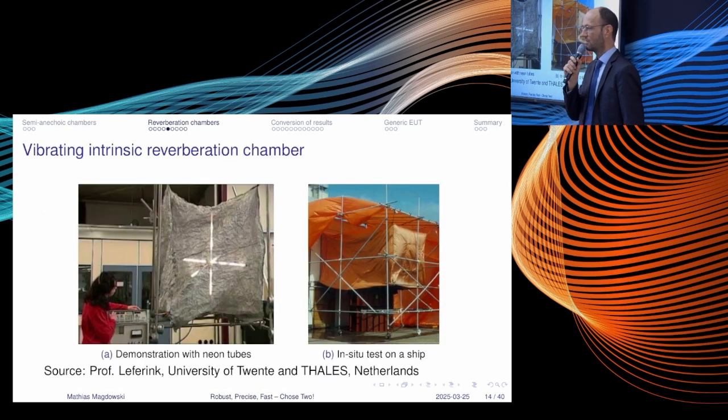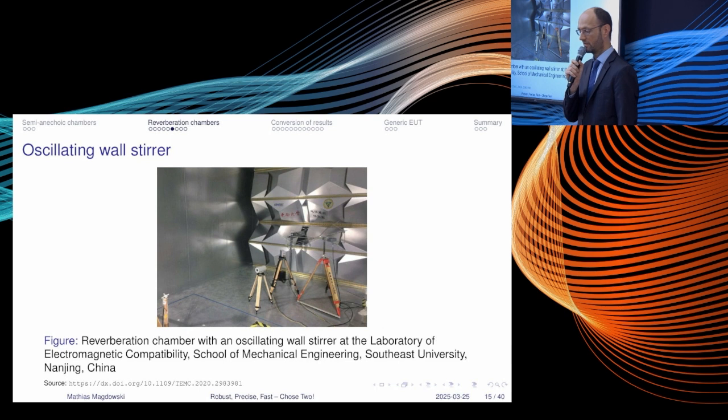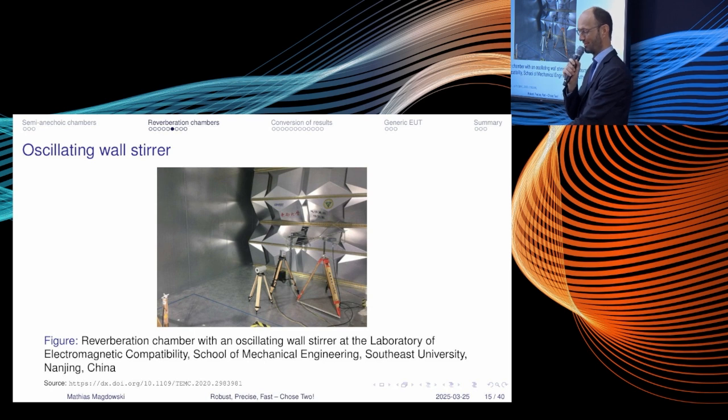Another idea, which has been made very popular by my colleague Frank Leferink from the University of Twente in the Netherlands and Thales, is to use these vibrating intrinsic reverberation chambers, or VIRCs. Just use a tent made of metallized textile, shake the walls, move the walls, and then you also get nicely changing field patterns inside and can do statistics with this. This is a picture of such an oscillating wall stirrer. From my point of view, this is not super practical, but it's a nice academic approach, let's say.